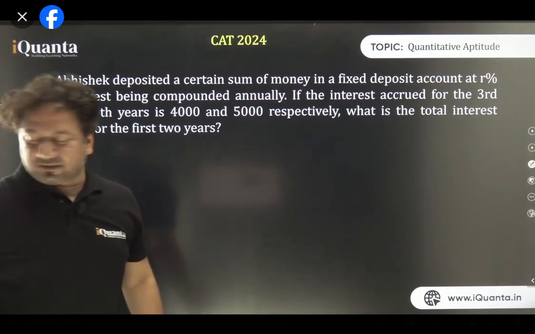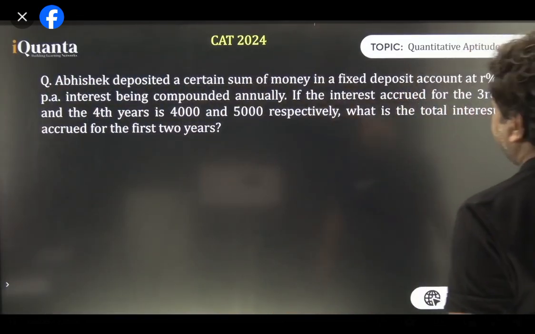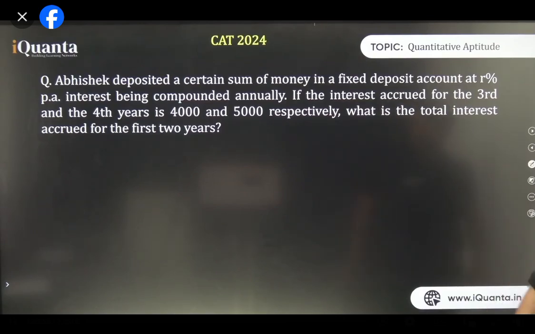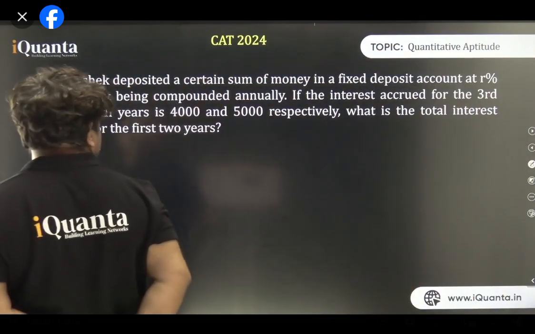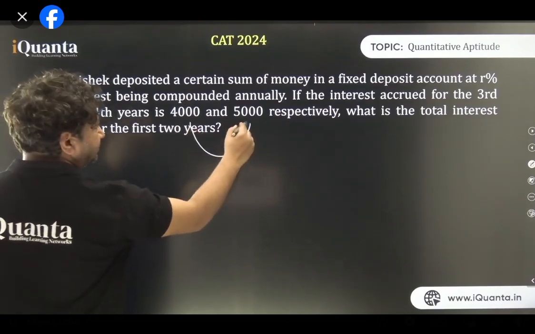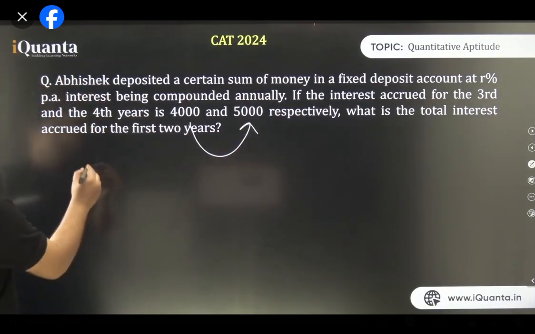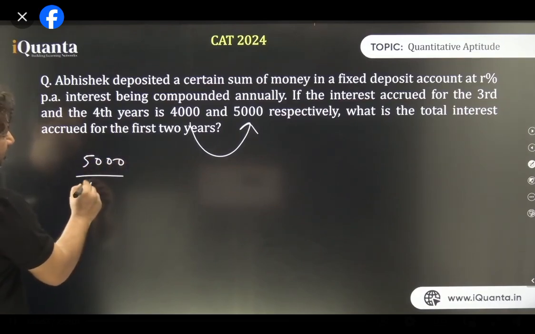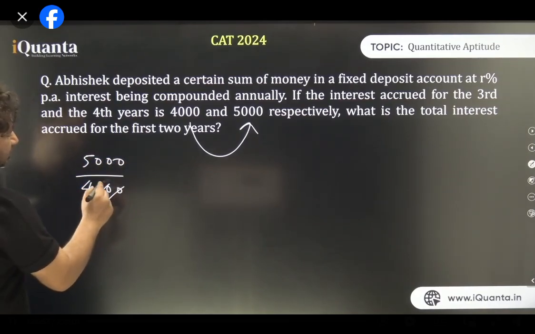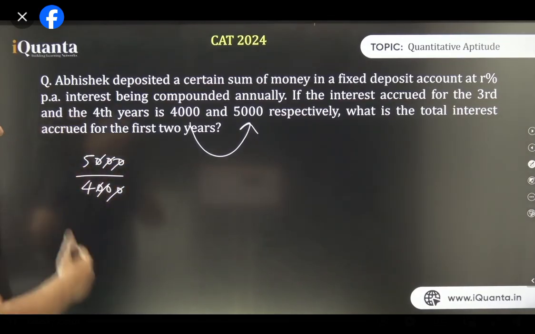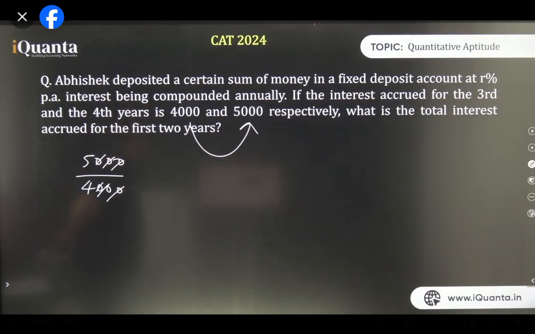Okay, now let us try to solve this question. For the third year, interest accrued was 4,000, and for the fourth year it was 5,000. What is the growth? If you calculate this way, the growth is 5 by 4 times. It is 25%, but things are becoming 125% of what they were initially.